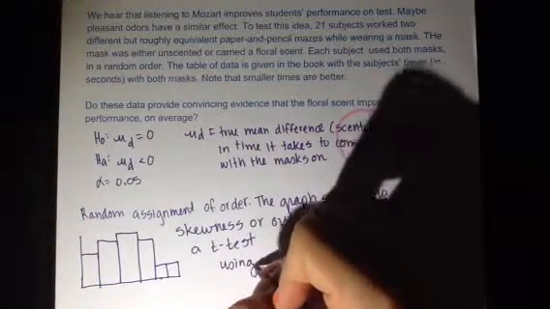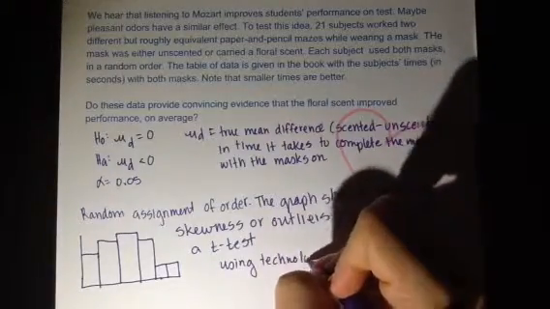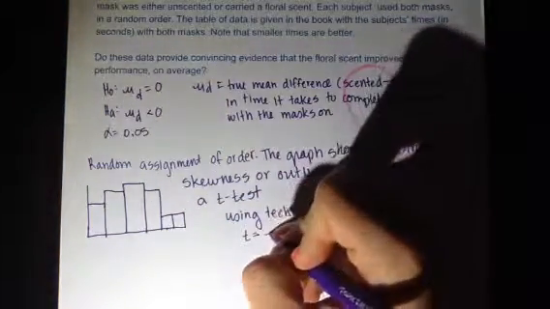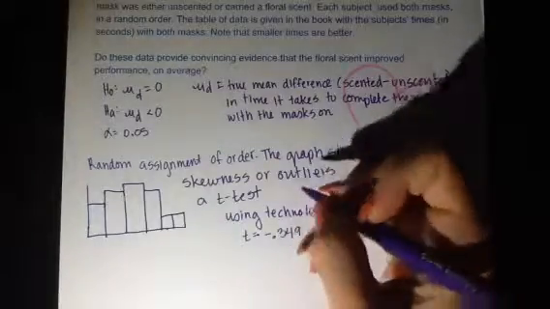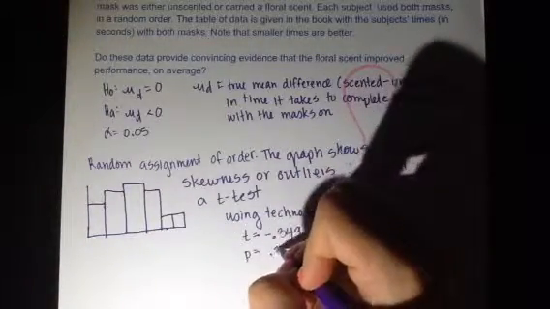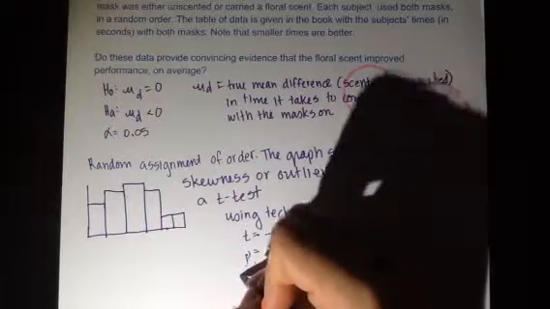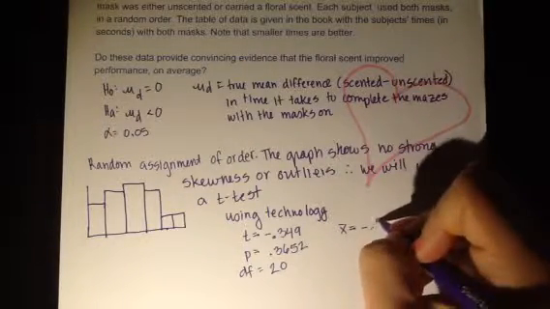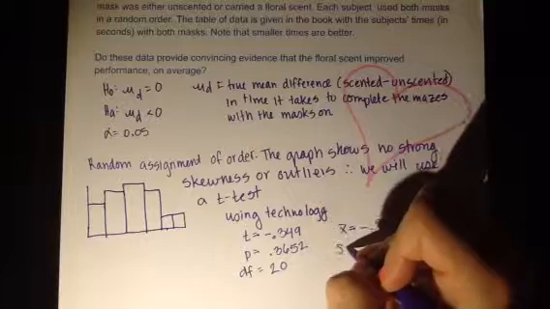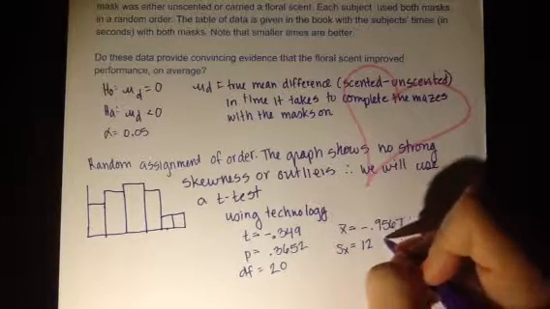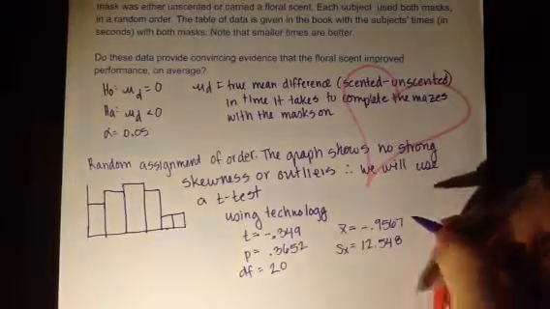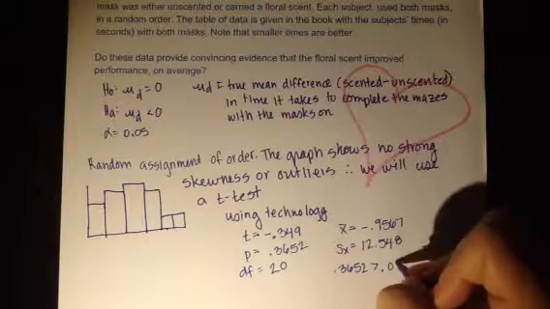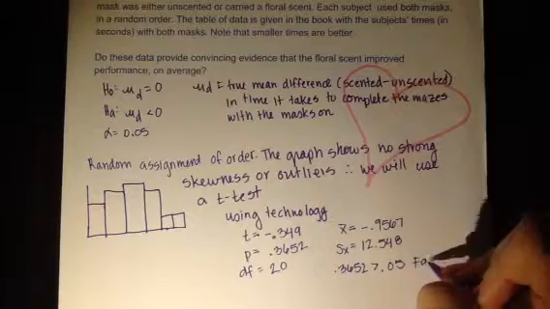I'm going to write down what I get out from my calculator. So using technology, I get t is equal to negative 0.349, p is equal to 0.3652, my degrees of freedom is 20, I have an x bar of negative 9.567, and I have an Sx of 12.548. So our 0.3652 is definitely greater than our 0.05, so we would fail to reject.